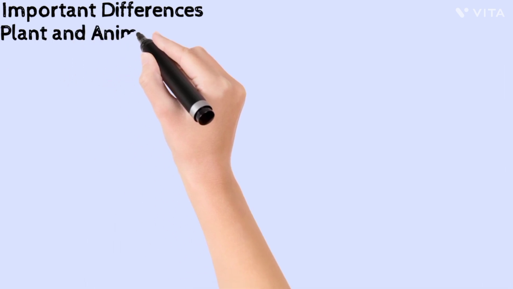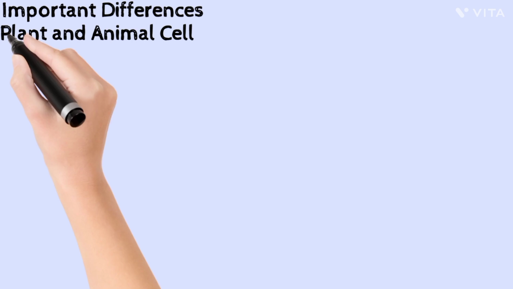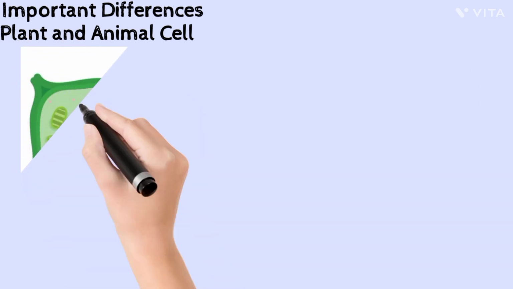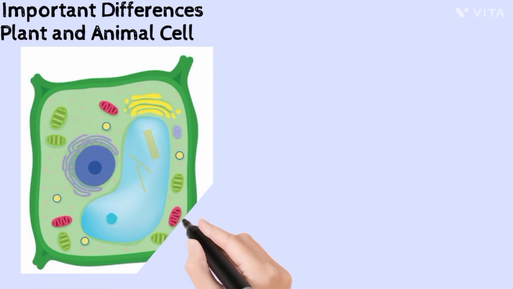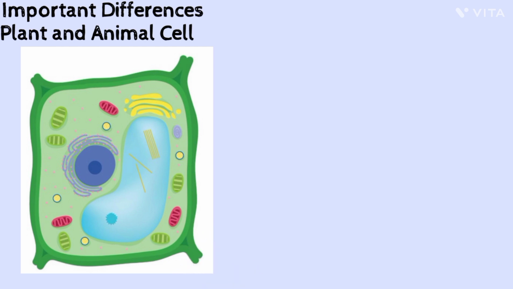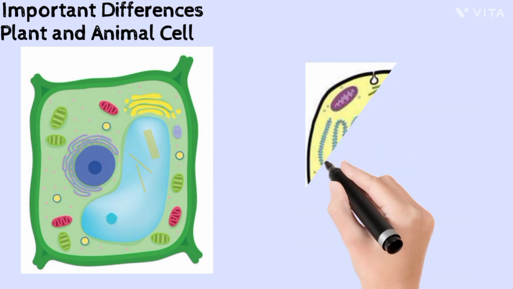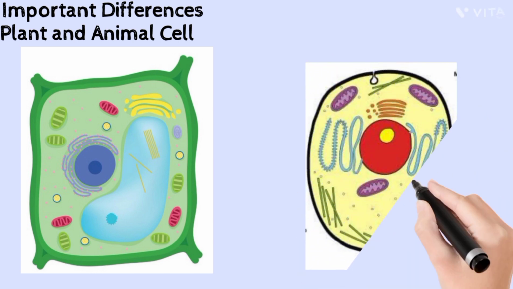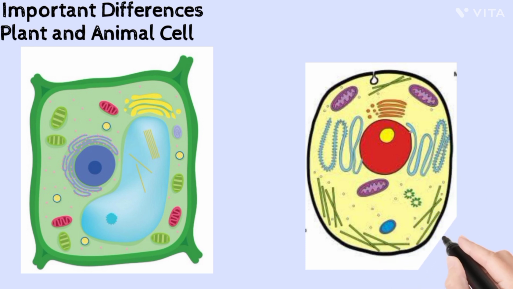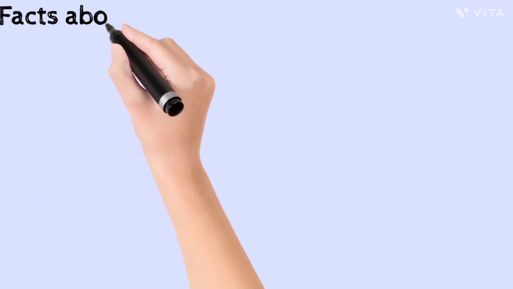Let us now move on to some important differences: the difference between plant and animal cell. We will show the generalized diagram of the plant cell and the animal cell. So, plant cell has chloroplast and animal cell does not have chloroplast. Animal cell contains centrioles and plant cell does not contain centrioles. Plant cell contains a large vacuole which pushes the nucleus to a corner. Animal cell does not contain a large vacuole.